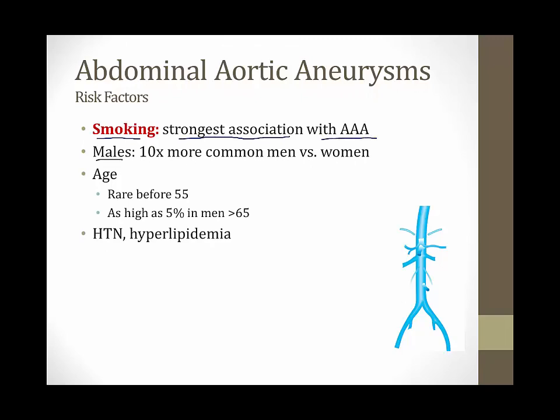Males are 10 times more likely to develop an abdominal aortic aneurysm than women, and age is also an important risk factor. These are very rare before 55 years of age, and they're as high as 5% in some studies in men greater than 65 years of age. In addition, hypertension and hyperlipidemia are also risk factors. So the classic patient to develop an abdominal aortic aneurysm is going to be a male smoker about 65 years of age with these other risk factors for vascular disease.